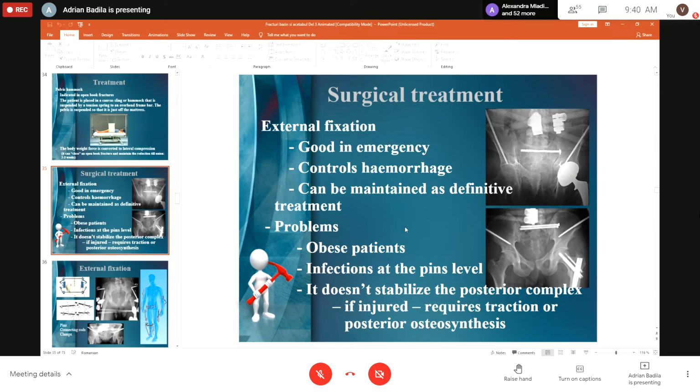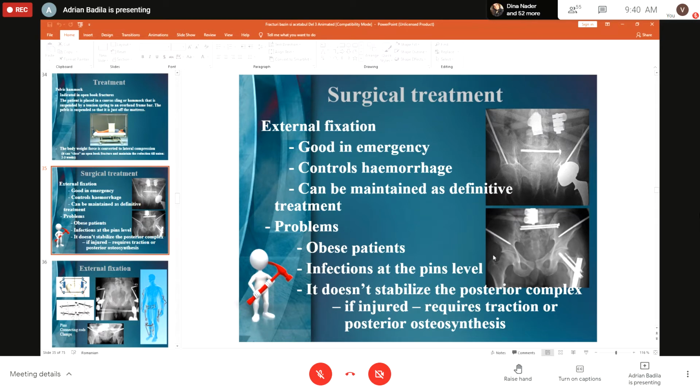There are some problems with the external fixation. In the obese patient, it's difficult to mount an external fixator because of the belly. In time, infections at the pins level can appear. And the main problem is that this external fixator will not stabilize the posterior complex. If this posterior complex, the posterior part of the pelvic ring, is injured, that means that it will require traction or posterior osteosynthesis.